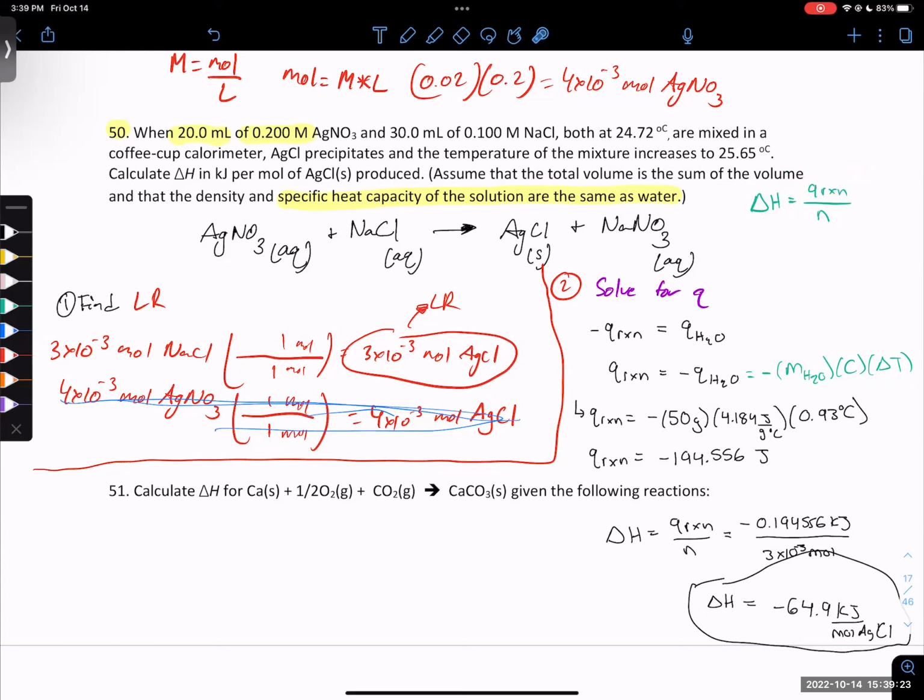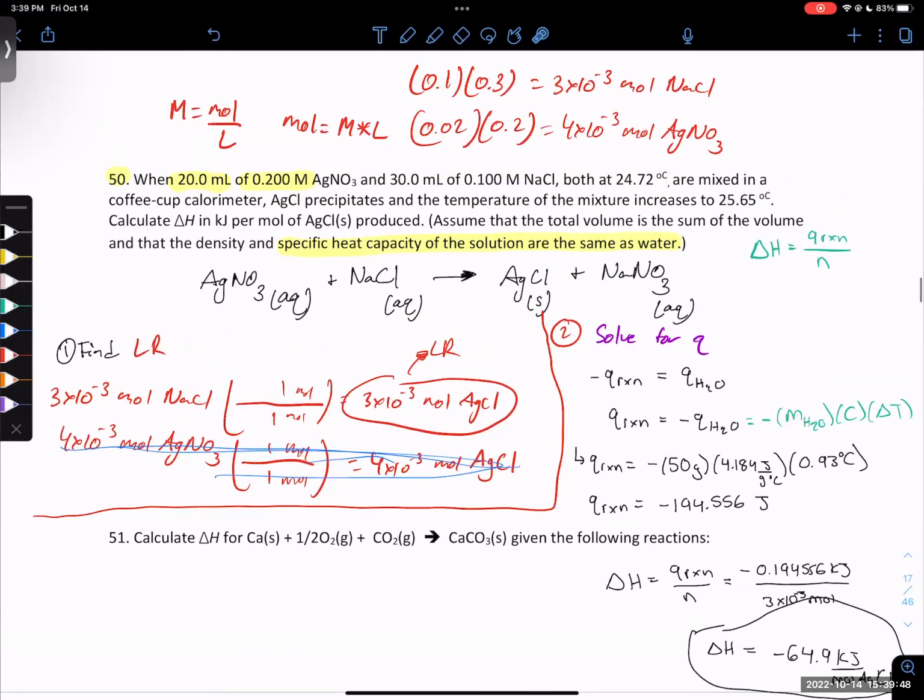So if you don't remember what to do, try to start here and then say, okay, I need moles. I can find moles by finding the limiting reactant. I need Q of reaction. And that's when we said, okay, we're gonna find it indirectly by finding how much heat was gained by water. And then we just plugged everything back into this equation. Does that make sense?